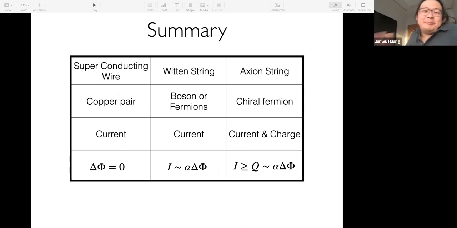Okay. So, but before we go there, let me give you a short summary. We are looking at axion strings, which are a type of superconducting string, loosely related to superconducting wire. What is special about these axion strings is that the charge carriers are chiral fermions on the string. They carry a current and a charge, and normally you will have the current larger or equal to the charge, which is of order the fine structure constant times the total magnetic flux, which changes when I'm moving the string around. Okay, so this is all about the string core.